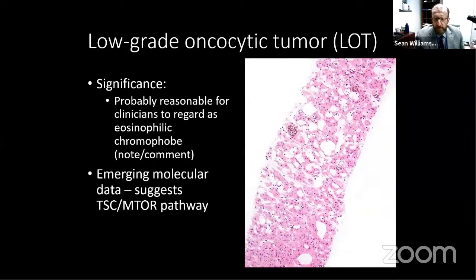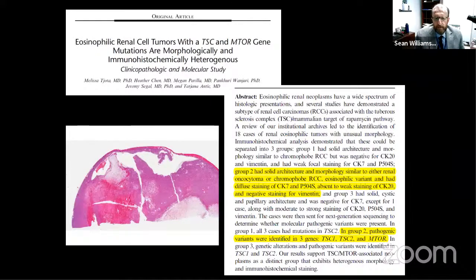So I think it's very reasonable to regard them as in that spectrum for the time being, basically to counsel your clinicians that if you follow this in a manner similar to what you would do for an eosinophilic chromophobe renal cell carcinoma, that would probably be an adequate way to follow that patient. There is some emerging molecular data to suggest that these tumors also have abnormalities of the tuberous sclerosis or mTOR gene pathway, and I'll highlight some of that emerging data on the next slide.